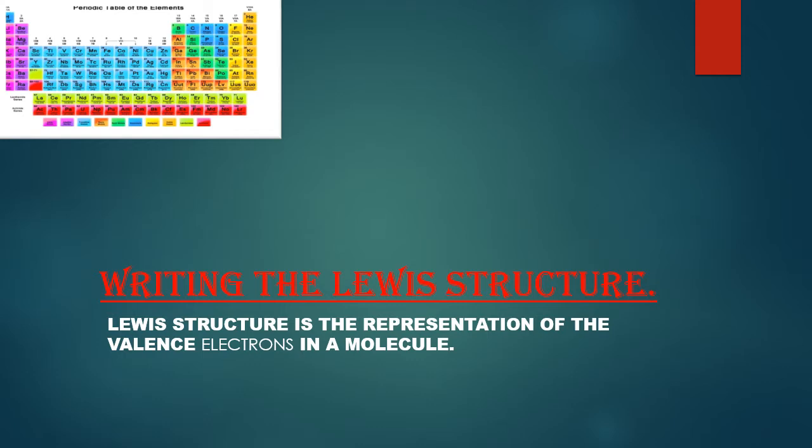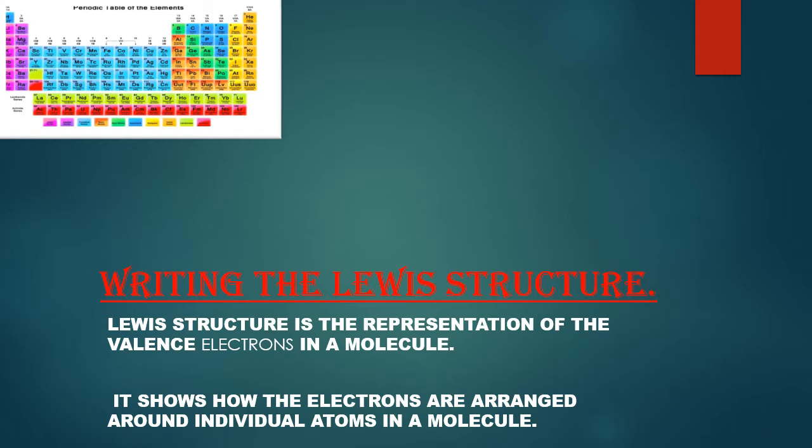For example, carbon has atomic number of 6. You can look it up on the periodic table over here. Its electron configuration is 1s2, 2s2, 2p2. Hence, carbon has 4 valence electrons. A Lewis structure shows how the valence electrons are arranged around individual atoms in a molecule.